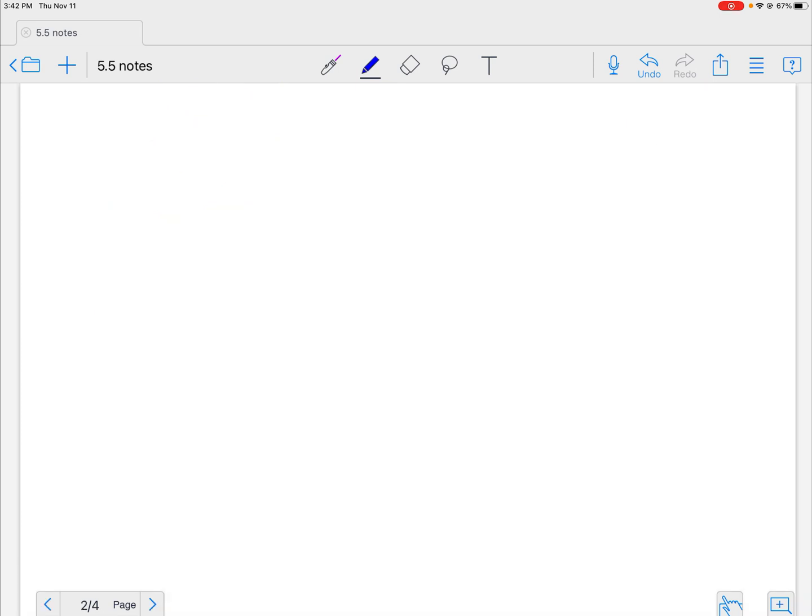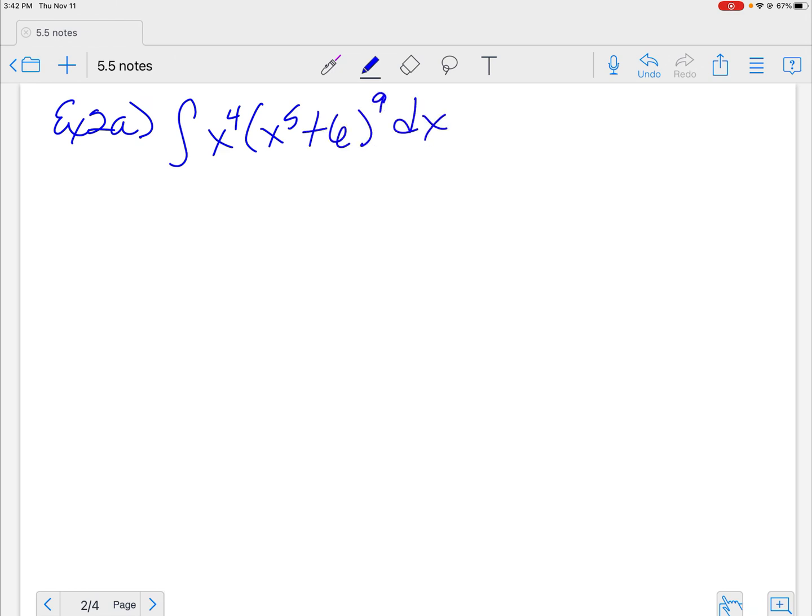All right. Here's example 2a. I have x to the 4th times the quantity x to the 5th plus 6 to the 9th dx. Yeah, I'm not multiplying that out. Anything to the 9th? No way. And because this is to the 9th, order of operations tells me my exponents come before multiplication. You cannot distribute that. You cannot. That is not mathematically correct.